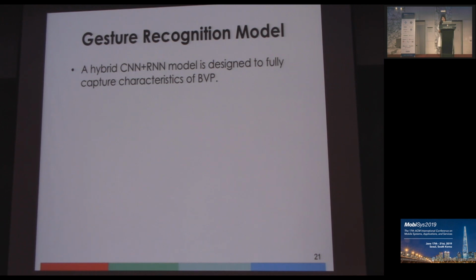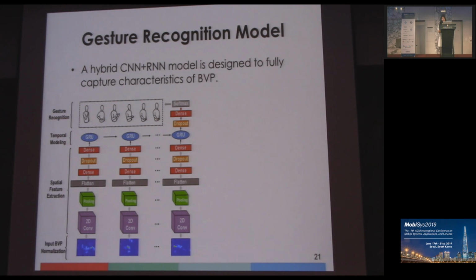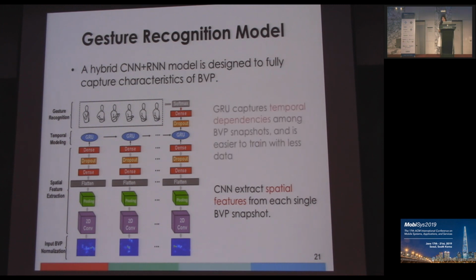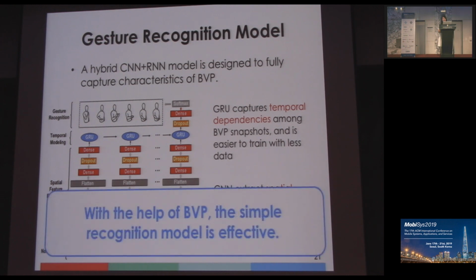With BVP as input, we devised the upper recognition model. The model can be mainly divided into two parts. The first part is a convolutional neural network. We utilize CNN to extract spatial features from each single BVP snapshot. We choose CNN because at each timestamp, there will be only a few dominant velocity components, as we have mentioned, in each single BVP snapshot. And CNN can achieve both data compression and high-level feature extraction. The second part is the recurrent neural network. Specifically, we use GRU to model temporal dynamics of the whole gesture, and GRU is superior in that it is easier to train with less data. And in the evaluation part, we will show that with the help of BVP, the simple recognition model is still effective.